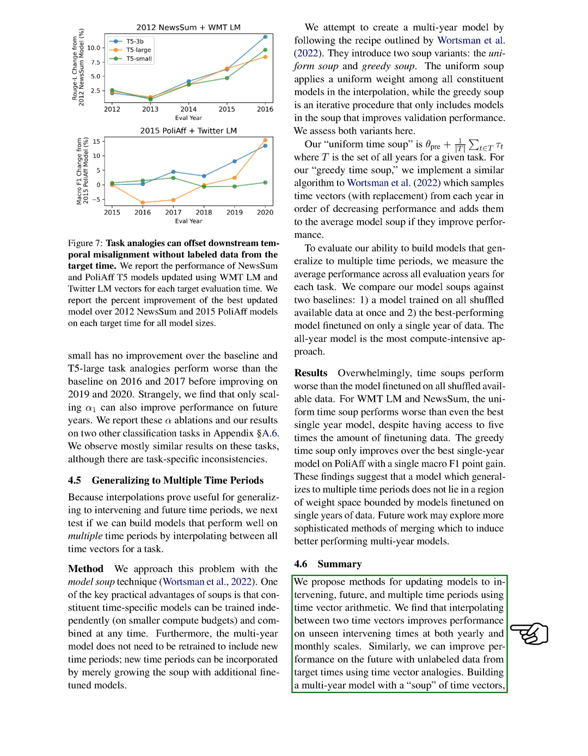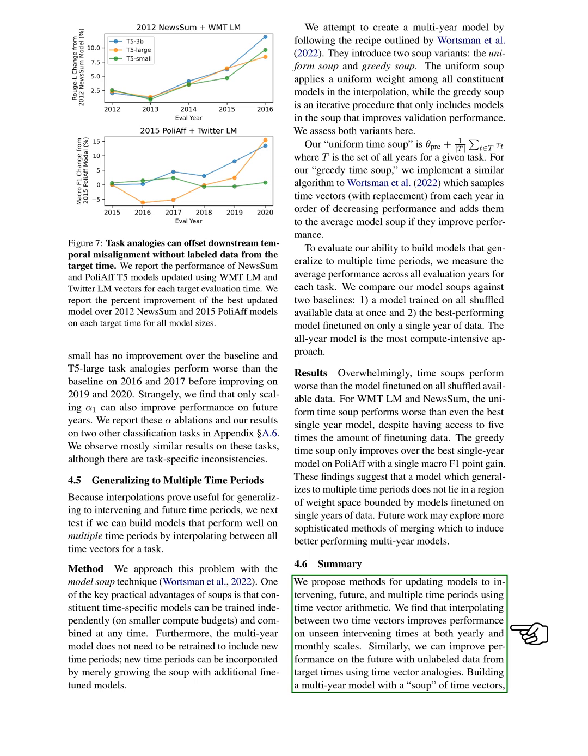In summary, we have proposed methods for updating models to handle data from intervening, future, and multiple time periods using a technique we call time vector arithmetic. We found that performance on unseen intervening times can be improved by interpolating between 2 time vectors, both on a yearly and monthly scale. Similarly, we can improve performance on future data by using unlabeled data from the target time periods and applying time vector analogies.